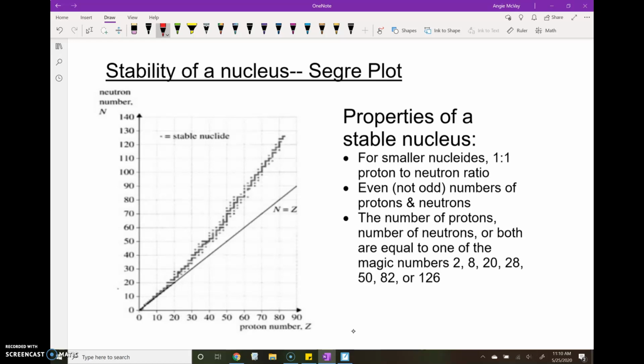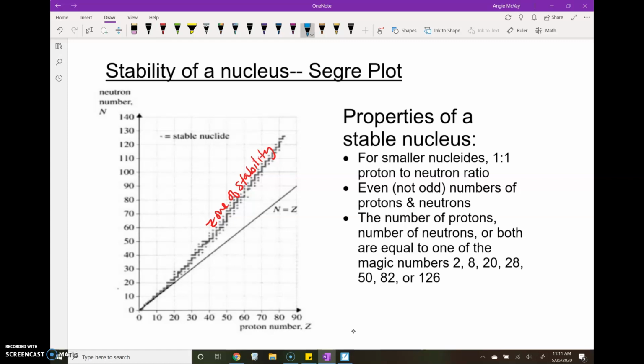This line here is where the number of neutrons is equal to the number of protons. These dots here, this is called the zone of stability. The most stable nuclei are along this dotted line here.